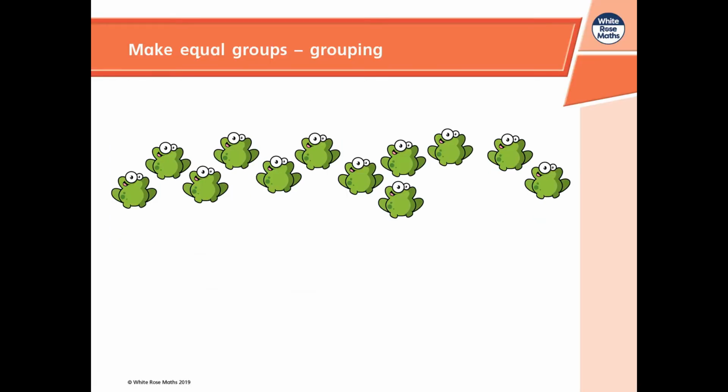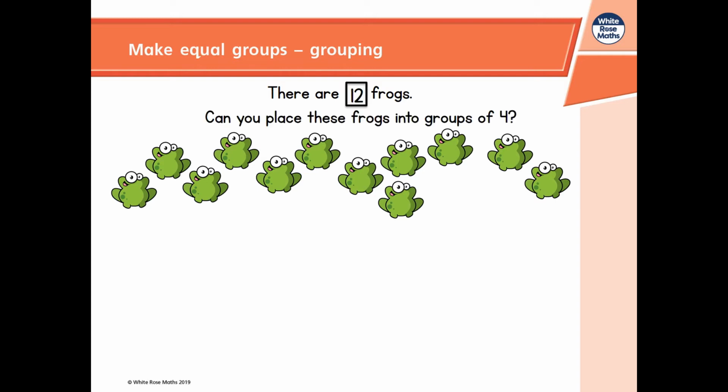Today, we're going to learn about making equal groups, or grouping. Oh, look at all these little baby frogs. How many frogs are there? There are 12 frogs. Now, they want us to place these frogs into groups of 4.